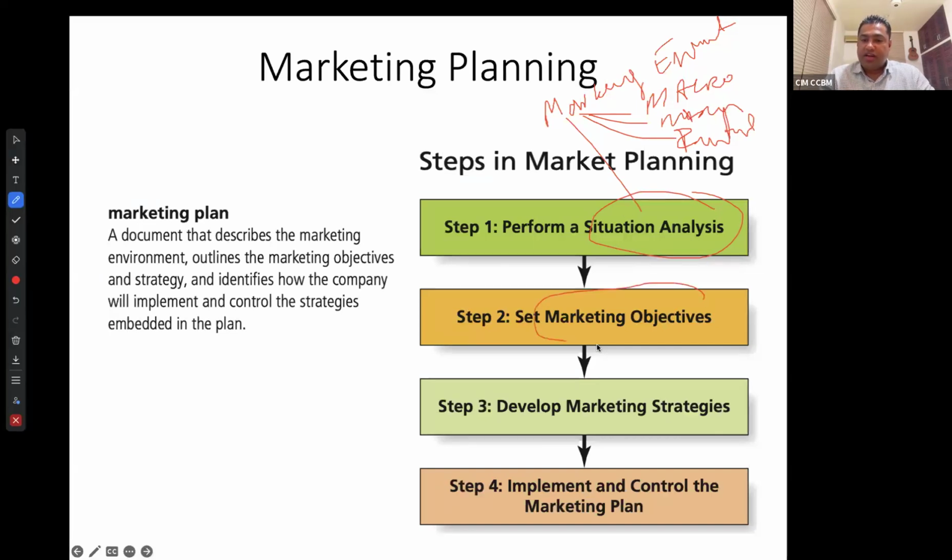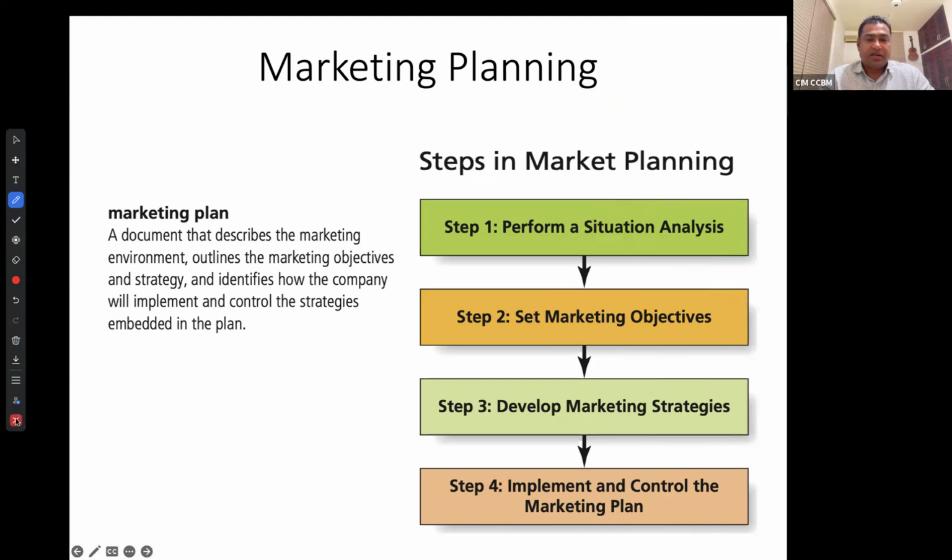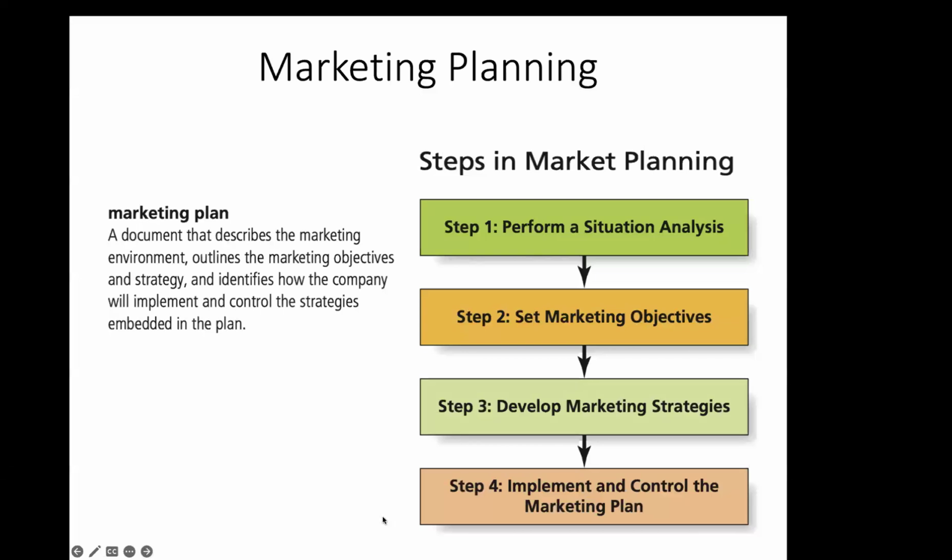Then you set objectives, marketing objectives. After you analyze the environment, now you will set goals and objectives. Then you'll come up with marketing strategies. And we have to discuss that a little later. And you will implement and control the plan. That is the fourth step. So these are the steps in marketing planning.